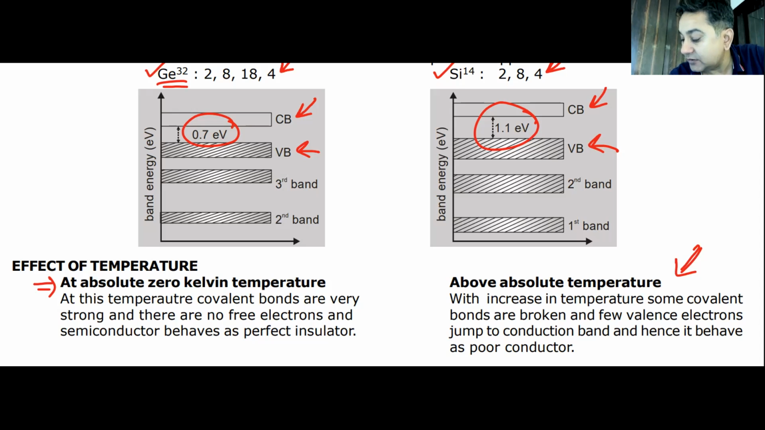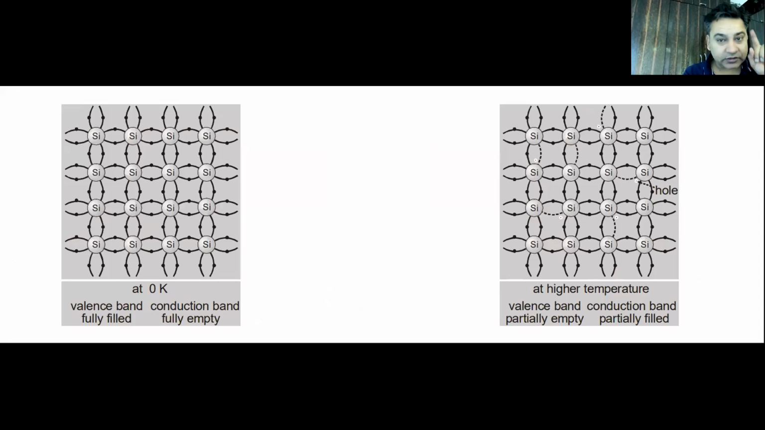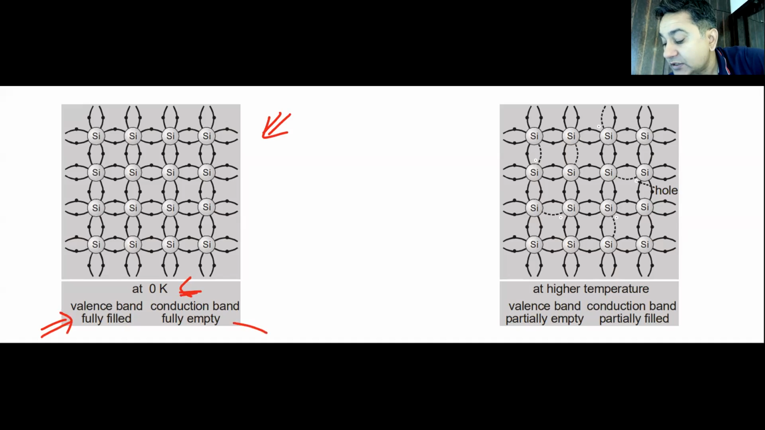Do we understand this, bacha? Yes, sir. There will be some electrons present in the conduction band, but those will be very, very less, and hence the conduction would be very poor. As you can see, they have shown two structures, silicon at 0 Kelvin: valence band is fully filled, conduction band is fully empty. Do we understand this? Zero conductivity. It does not behave as a conductor.